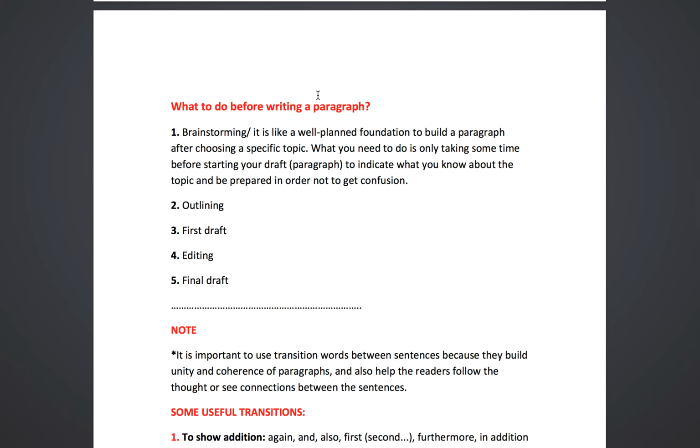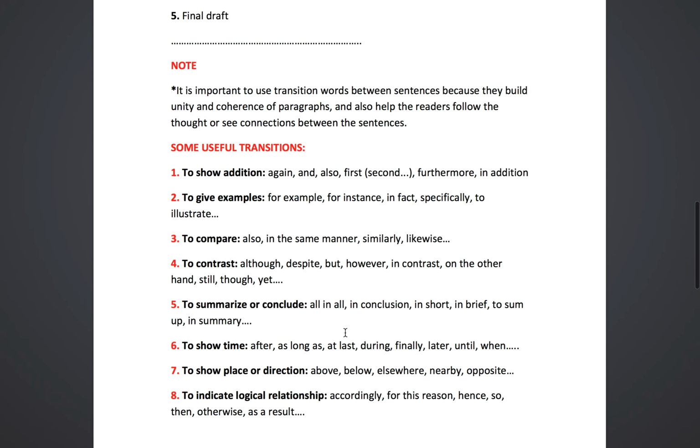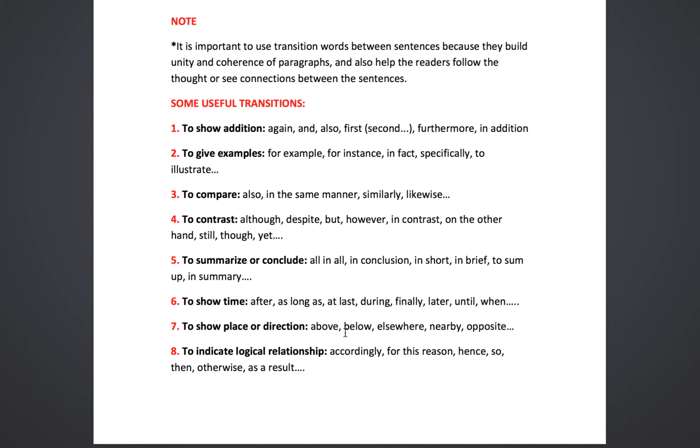By going through all of these processes, you can have a good paragraph, beside the ideas that you are going to write down on the paper. They are only good plans for you to start. Here are some points and here's the note. It's important to use transition words between sentences because they build unity and coherence in paragraphs and also help the readers follow the thought or see connections between the sentences.